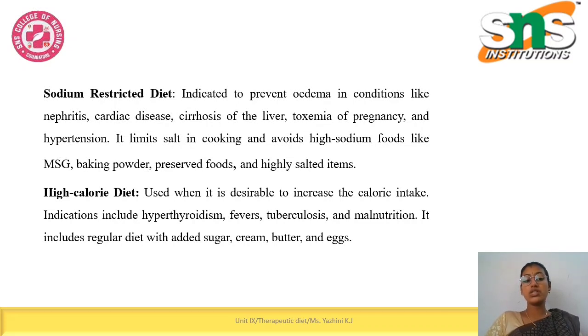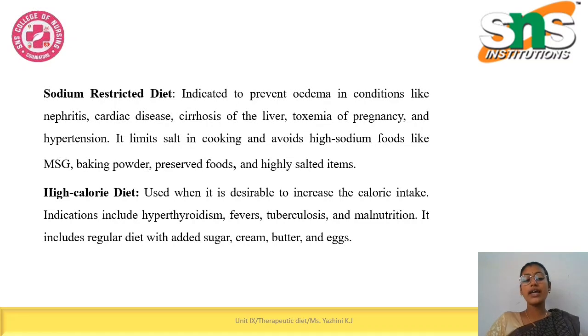Also, we will be using the DASH diet. What is meant by the DASH diet? Let's see in the comments who can say the DASH diet full form. It limits salt in cooking. We should avoid high sodium foods like baking soda and preserved foods. They add more salt, so we should avoid them.